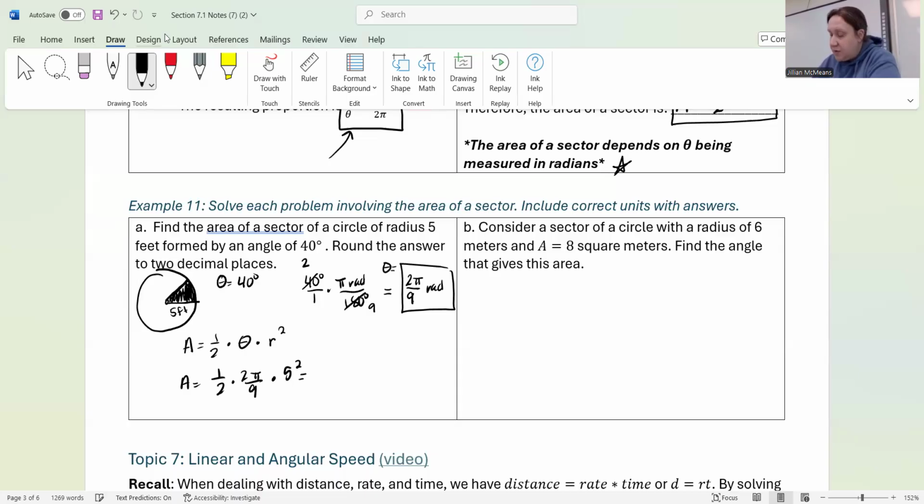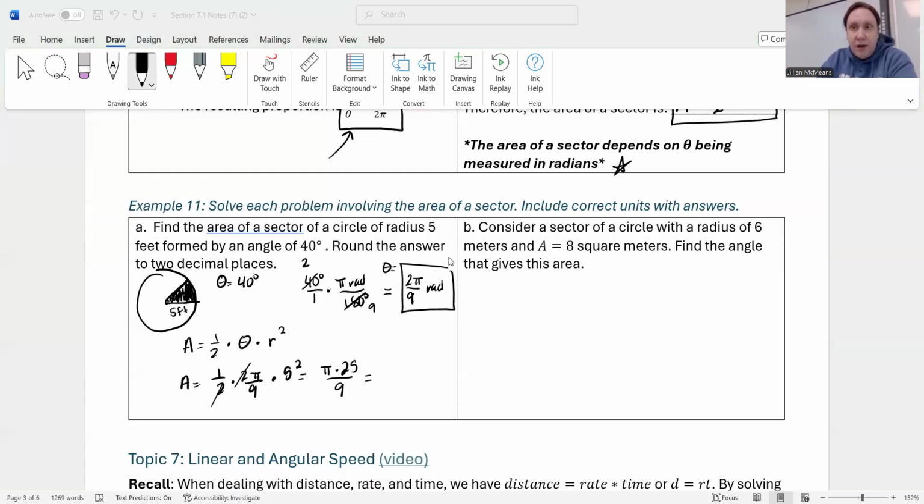So let's see if anything cancels. I definitely see some 2's. 2 divided by 2 is just 1. So we get 1 times pi, which is just pi, times 5 squared. 5 squared is 25, over 9. You would generally write this as 25 pi over 9, but let's go to the calculator because we're told to round our answer to 2 decimal places. So we need to figure out what 25 times pi divided by 9 equals.